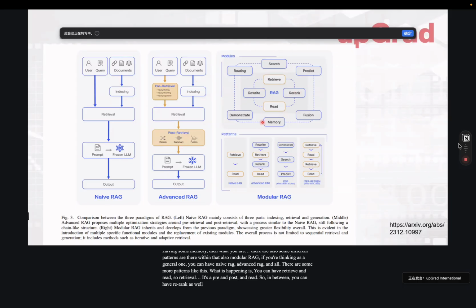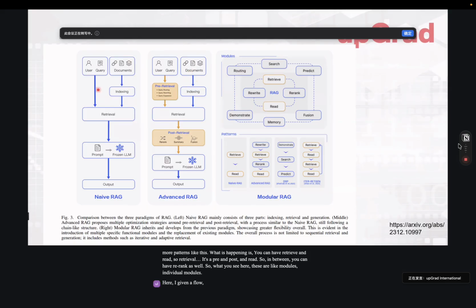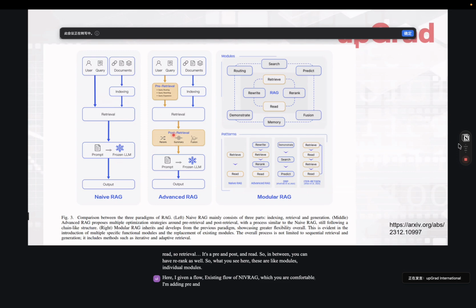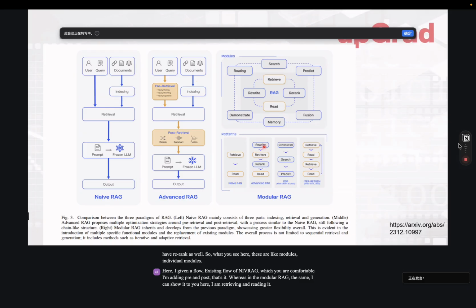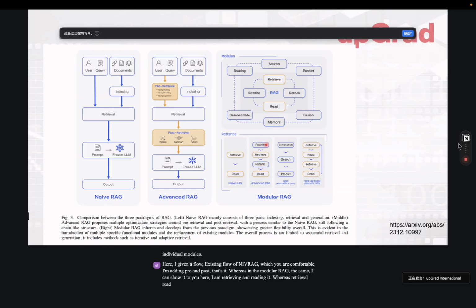What you see here are individual modules. Here I have given the existing flow of naive RAG, which you are comfortable with. I'm adding pre and post, that's it. Whereas in modular RAG, the same I can show you here. I am retrieving and reading, whereas retrieval and read can be supported by rewrite and re-rank. That's what I am doing here, rewriting it, re-ranking it.